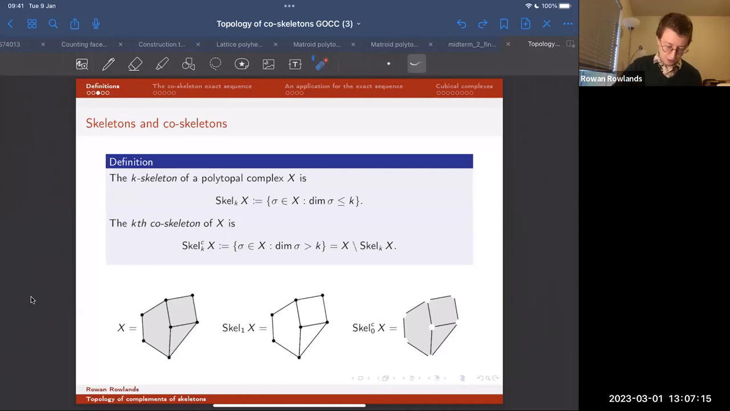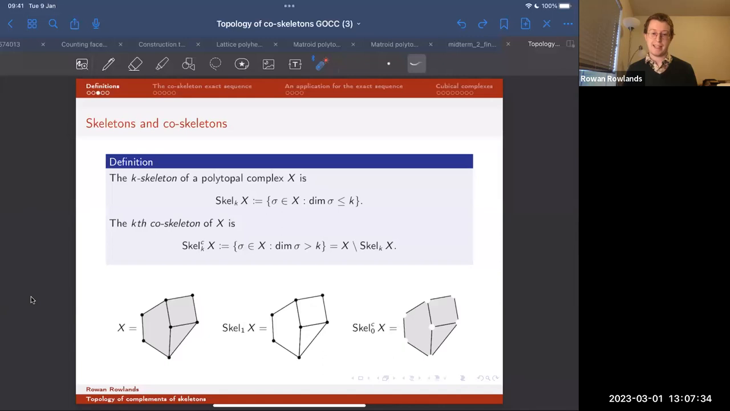So I'm going to define something called the k-co-skeleton to be, well, the complement of the k-skeleton. It is the collection of faces of the complex whose dimension is greater than k. So for example, this picture here shows the 0th co-skeleton is the collection of faces of dimension greater than 0.